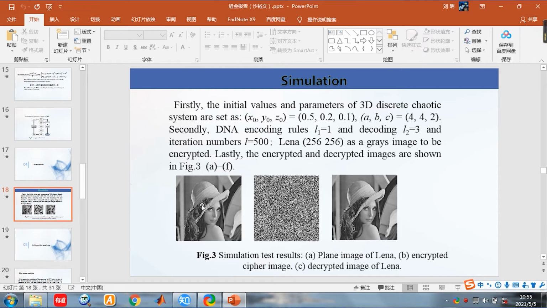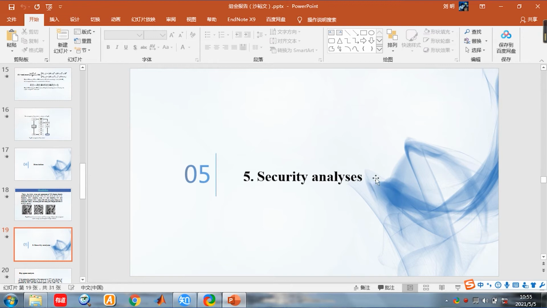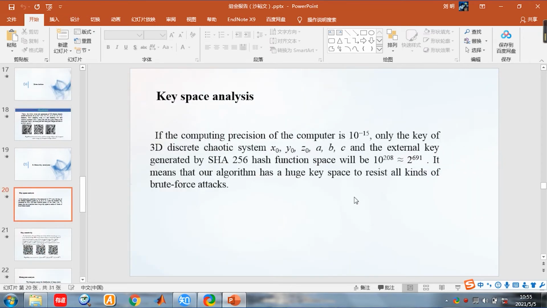A. Plain image of Lena. B. Encrypted cipher image. C. Decrypted image of Lena. Security analysis. If the computing precision of the computer is this, the key of the 3D discrete chaotic system S0, Y0, Z0, A, B, C and the external key generated by the SHA hash function, the key space will be this. It means that our algorithm has a huge key space to resist all kinds of brute force attacks.